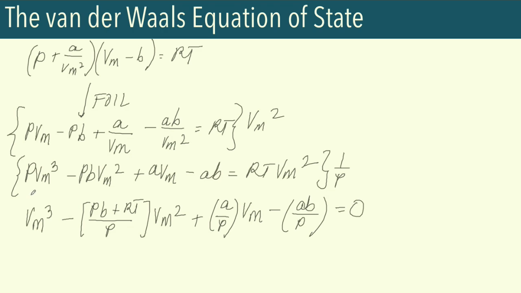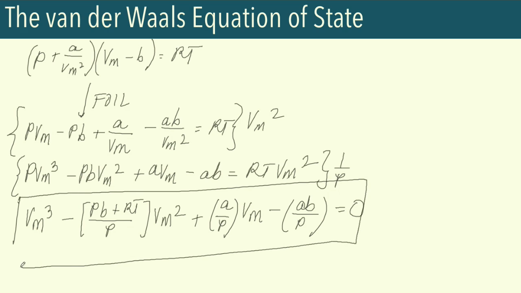So what do we have now? Let's box this equation here. This is still the van der Waals equation of state. It's just written out in another way. So this shows us that the van der Waals equation of state is actually a cubic equation.